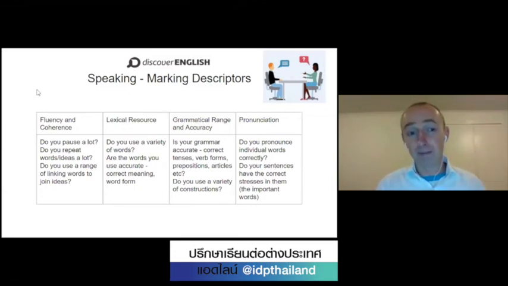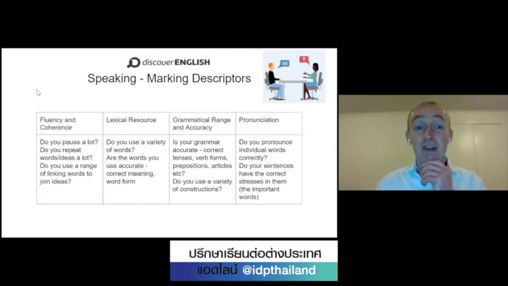your mark. Do you repeat words and ideas a lot? So this doesn't just mean the same word. Are you using the same word over and over again? That actually comes under vocabulary. In this case, some people use the same structure or the same specific things over and over again. You need to get some variety, and you need to not just be repeating the same ideas.